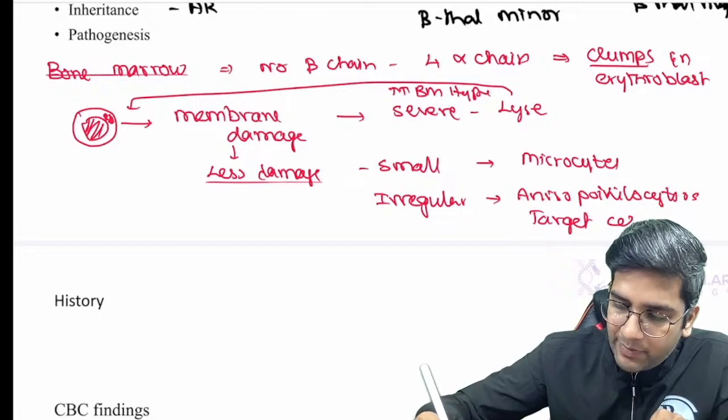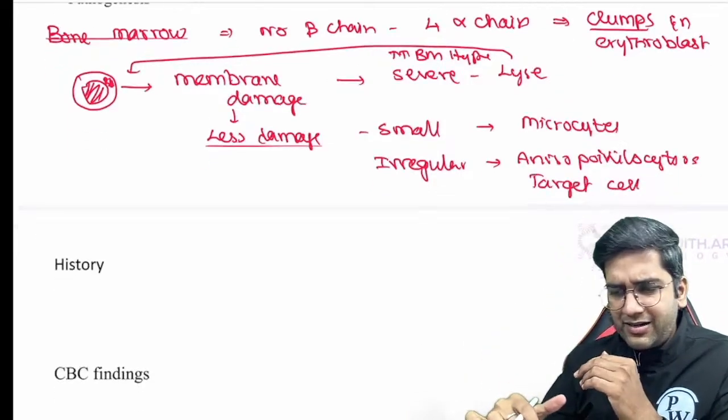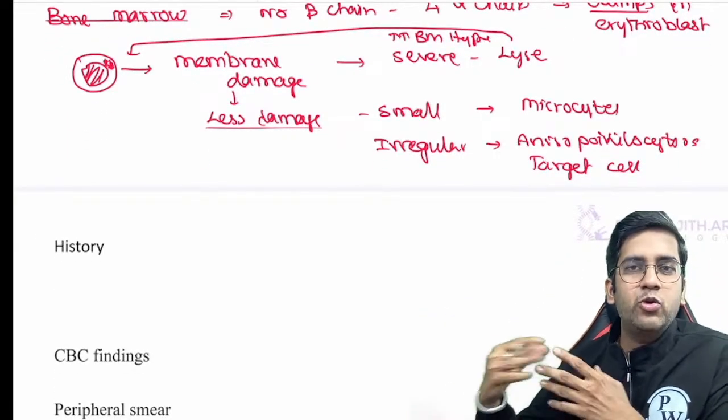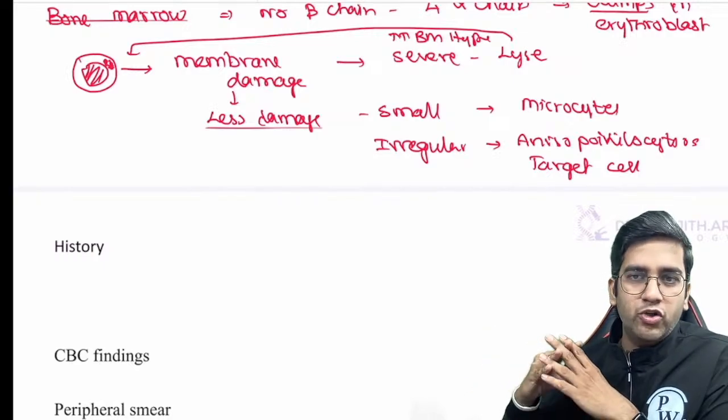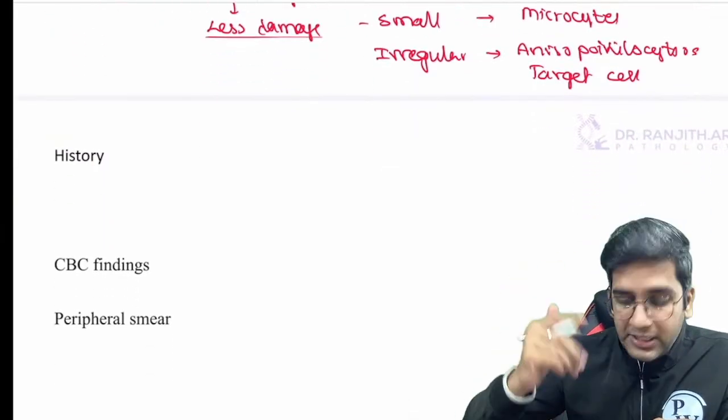So we know what's happening. There's lysis, and because there's a tremendous amount of lysis, I am not able to maintain the RBC pool. That's what is going to cause anemia. Fine. I'm talking everything about major.